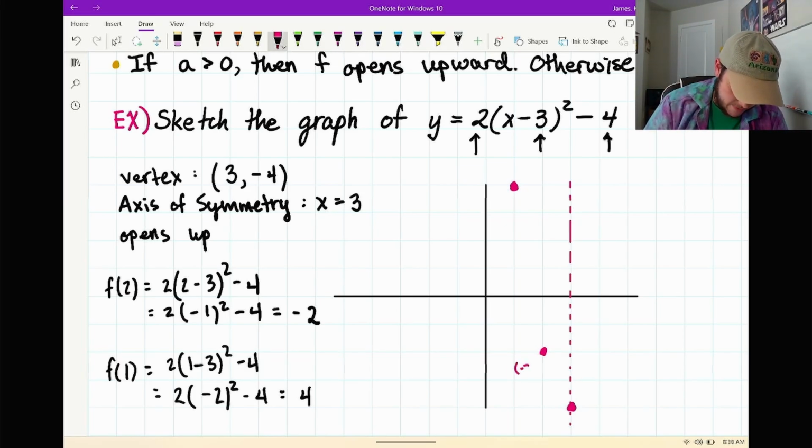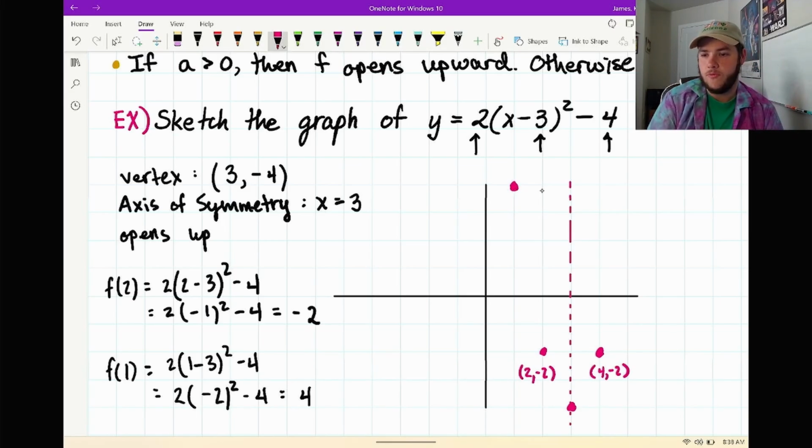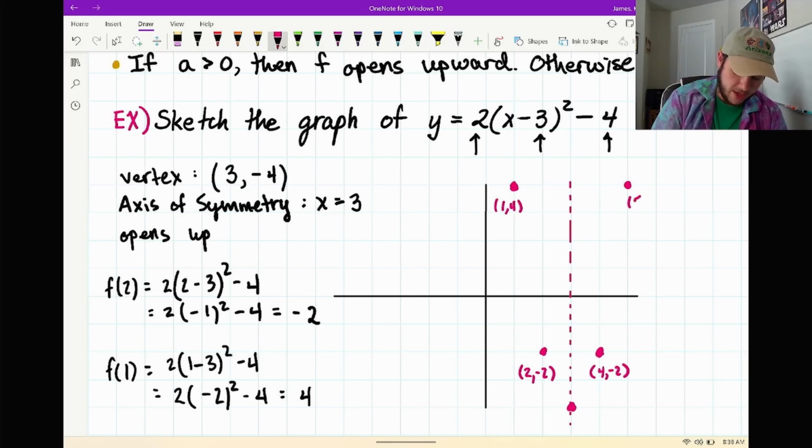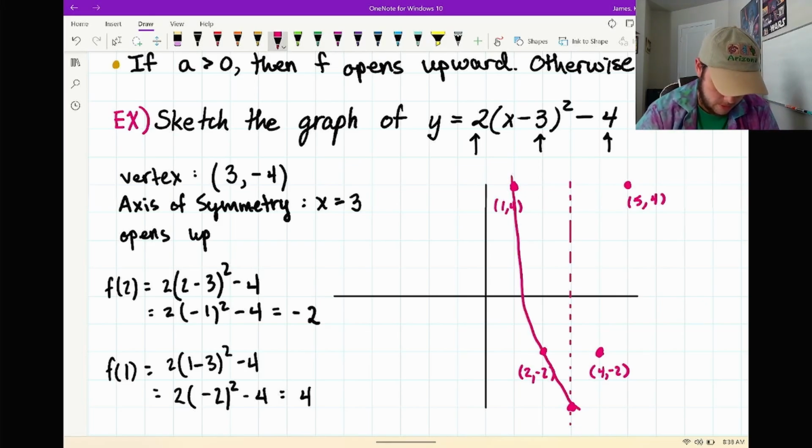Here, 2, negative 2 is on the graph. I can move 1 to get here, and then 1 to find another point at 4, negative 2. Same thing up here. I can move 1, 2 to get to the axis, and then I move 1, 2 to get to the point on the other side. 1, comma 4, becomes 5, 4. And now I have enough information to sketch the graph.